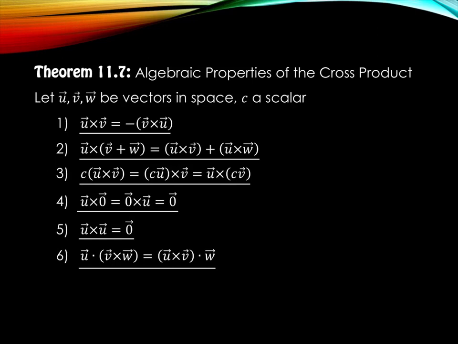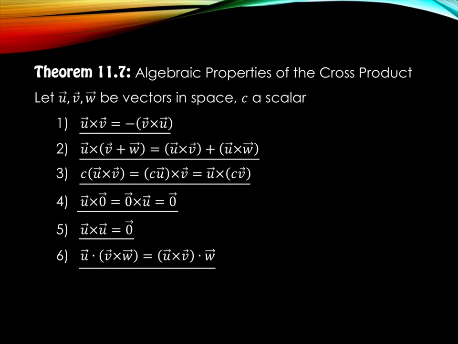There's some others here as well. So you see number 2, a distributive property. On number 3, you see an associative property that looks a lot like the associative property we had for dot products. On number 4, you have the multiplicative identity for cross products, where you get 0 back.